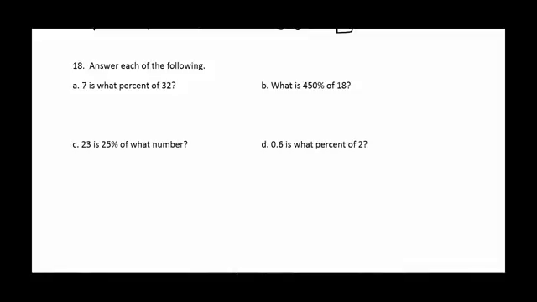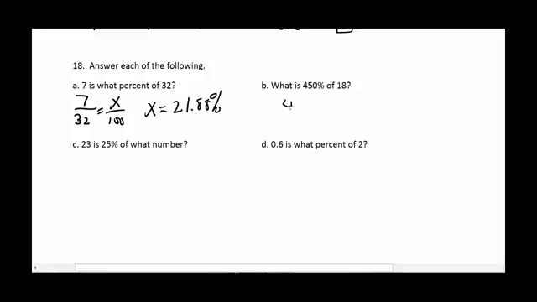Okay, number 18, we're just making sure we can understand some percent questions. So 7 is what percent of 32? 7 out of 32 would be x out of 100. Then I want to cross multiply and divide that, and I get 21.88% for that one. What is 450% of 18? So 450 over 100 equals x over 18. Cross multiply and divide, so we get 81 for that one.